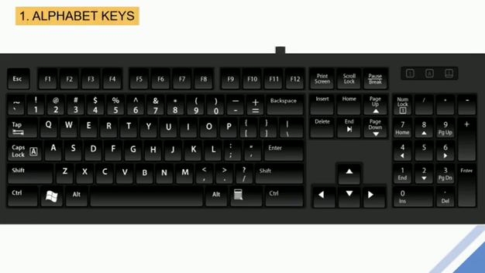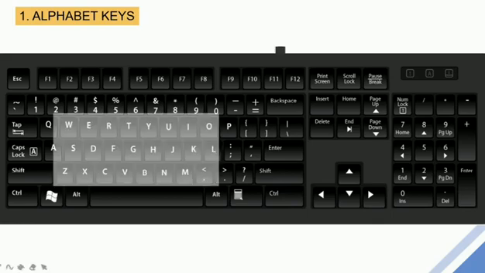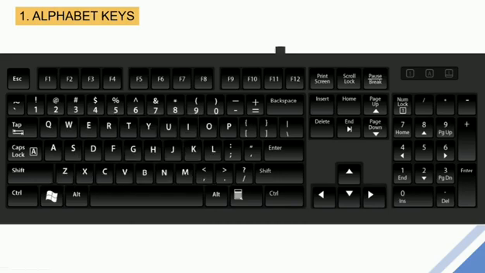First, we'll discuss alphabet keys. Alphabet keys are very simple. As you can see here, you have the alphabets A to Z, right? So right here you have A, S, D, F, G, H. All these are what we call alphabet keys. These keys help you to type words or sentences.